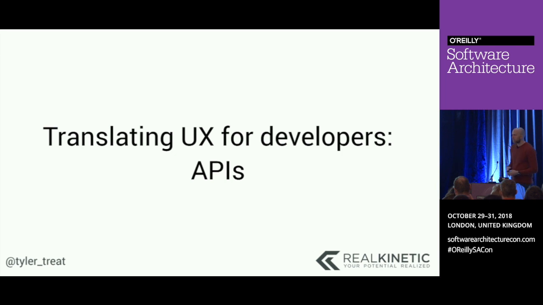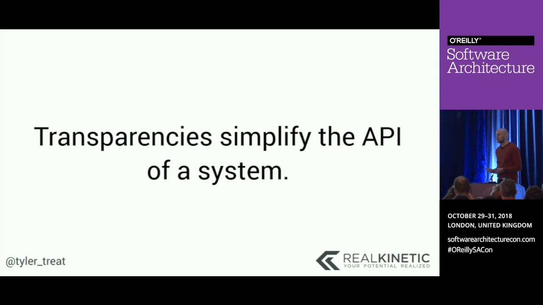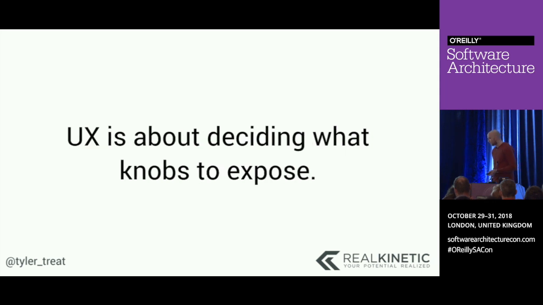And for developers, APIs are really the UX of your system. And transparencies simplify the API of a system. And so what UX is, really, is about deciding what knobs to expose. And that's the same whether you're designing an API or you're designing a user interface.